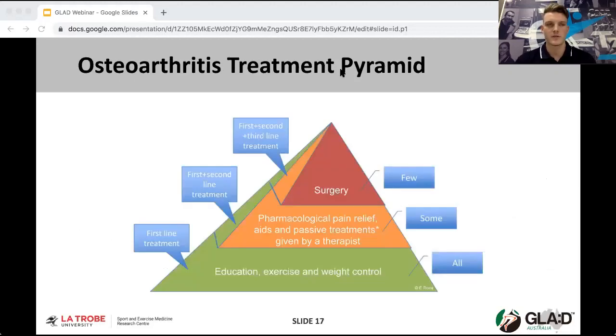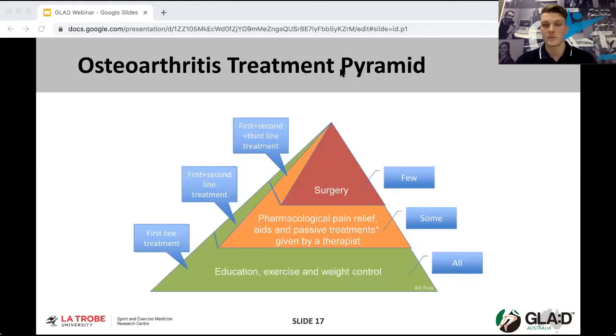All right, so let's go through this osteoarthritis treatment pyramid. Okay, so treatment aims at reducing symptoms and improving joint function. Every person seeking care for joint pain should be offered, so what's on the bottom of this pyramid, so education, exercise, and weight reduction if necessary. And this recommendation is supported by Australia's national guidelines for osteoarthritis care.